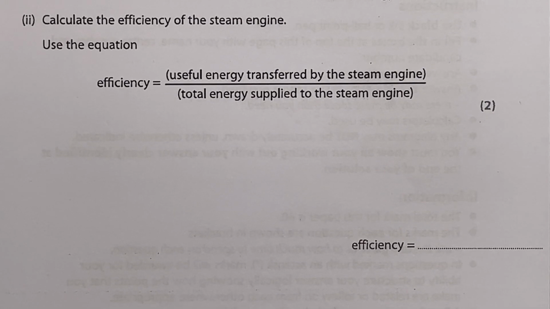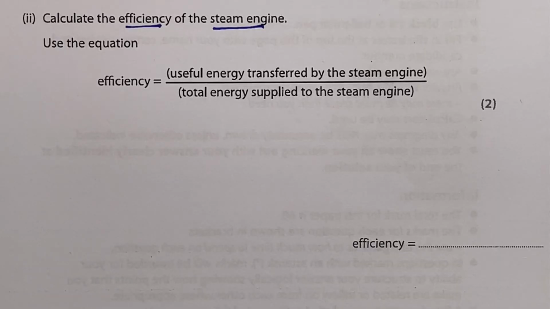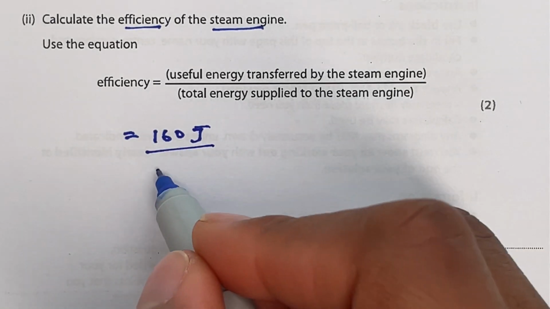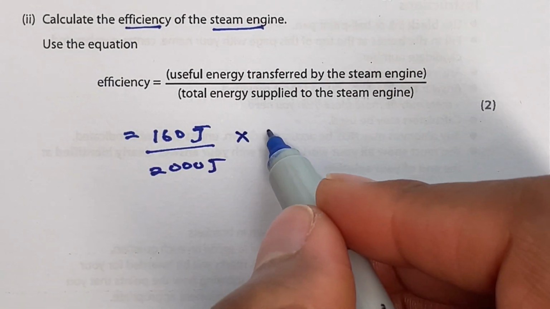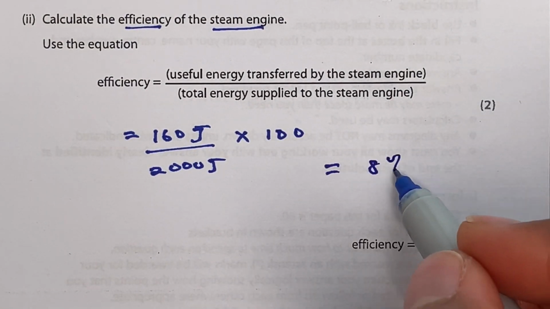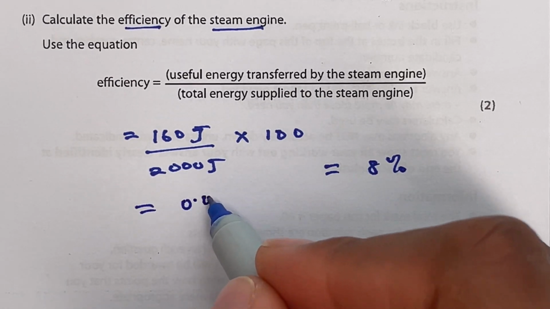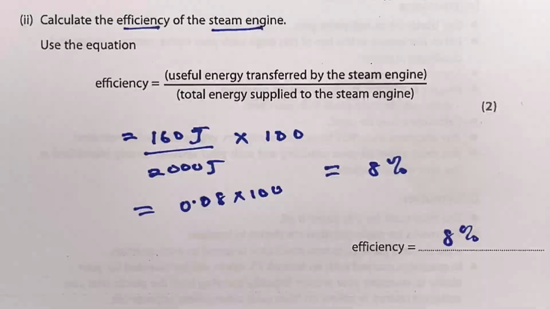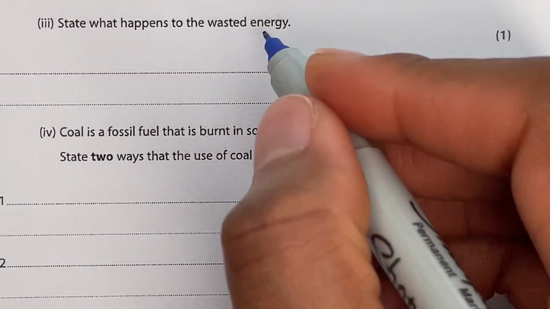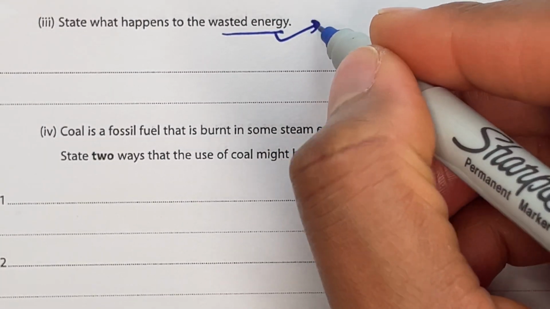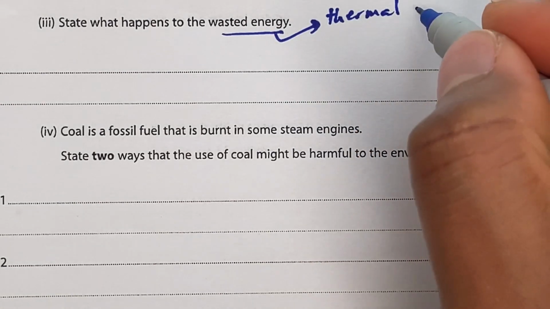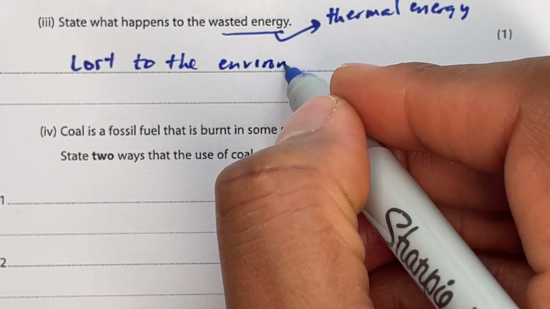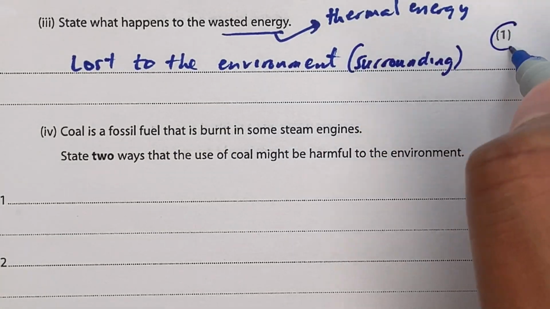Calculate the efficiency of the steam engine. We have the formula for efficiency. Useful energy here is 160 joules. Total energy is 2000 joules. Then times 100. Efficiency would be 8%, because this will be 0.08 times 100. So this steam engine is not very efficient. State what happens to the wasted energy. The wasted energy is always in the form of heat, or we can say thermal energy. It is lost to the environment, or I can say surroundings. That gets me my 1 mark.